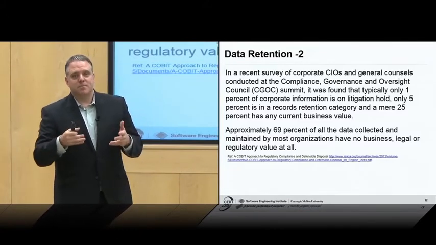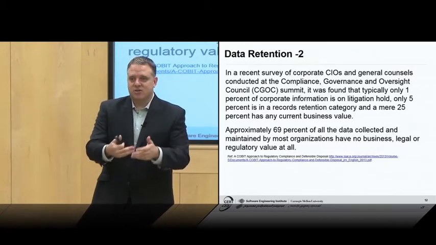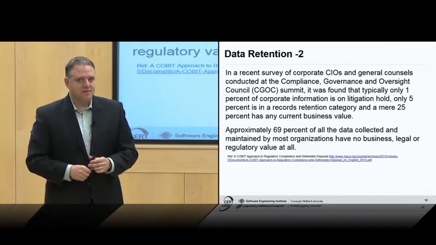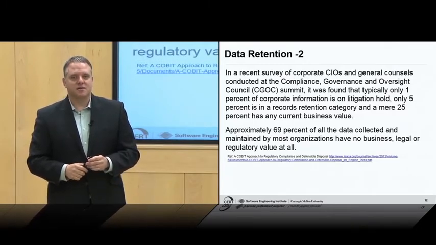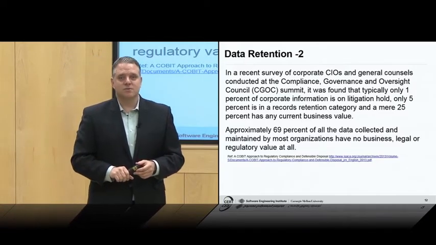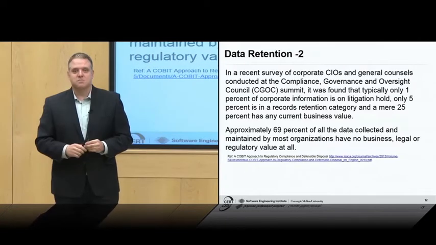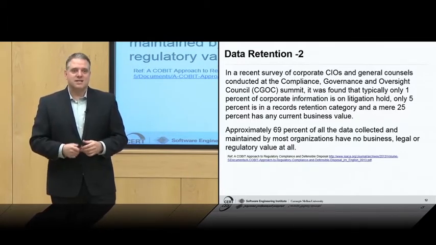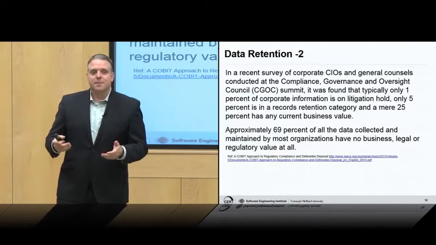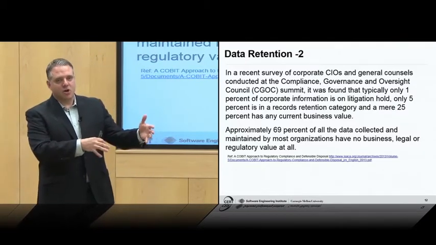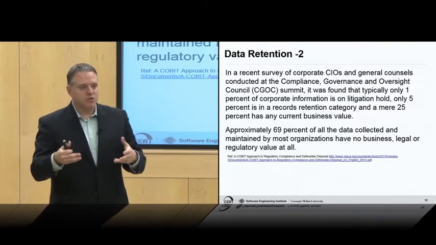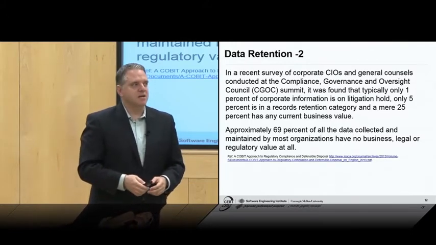25% of it has current business value: active projects, engineering schematics, things we're working on right now. I add all that up, and you end up with 69% of the information out there sitting on your file servers having no intrinsic value. There's probably a significant chunk on that file server that you can get rid of because it has no business value. By deleting it, or moving it off to an archive server, you're reducing your attack space and reducing the potential for compromising information.